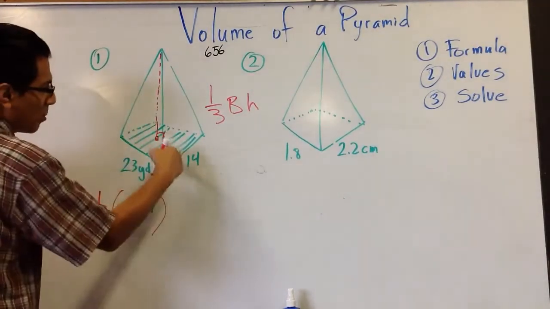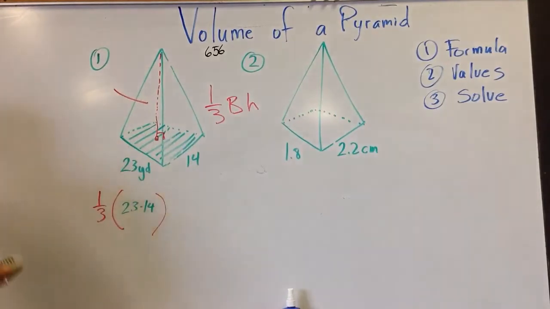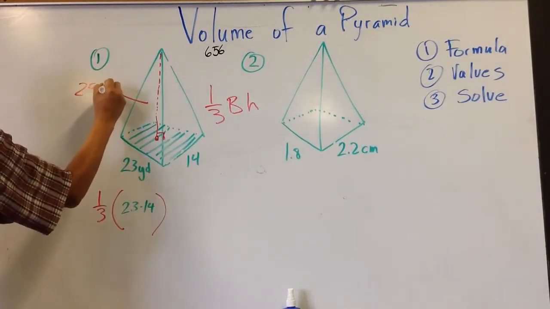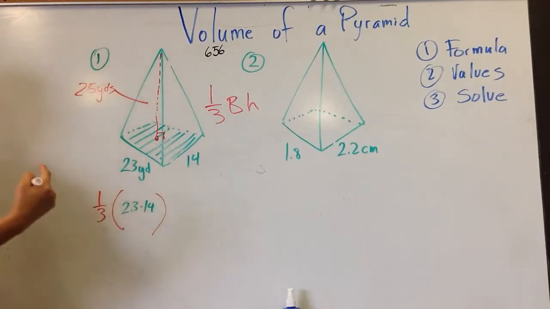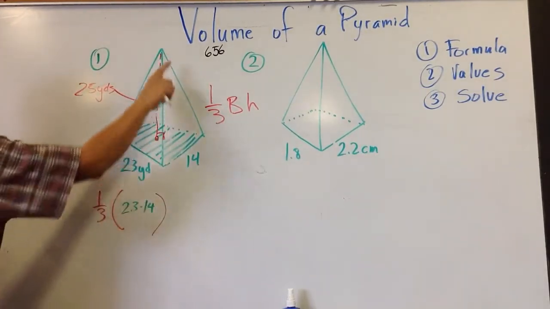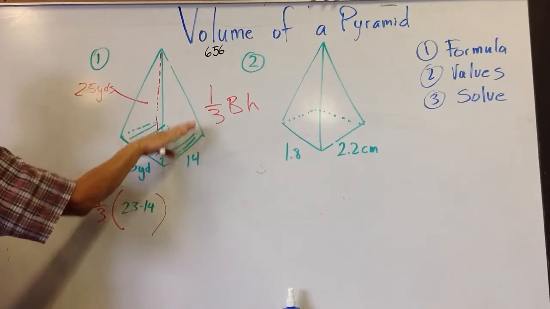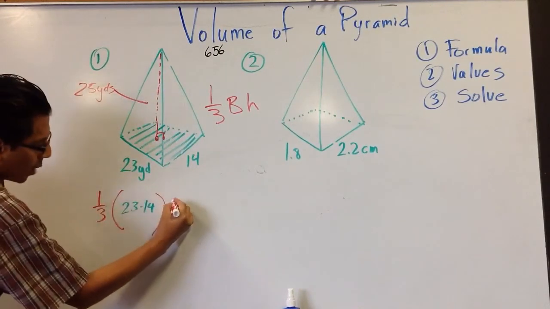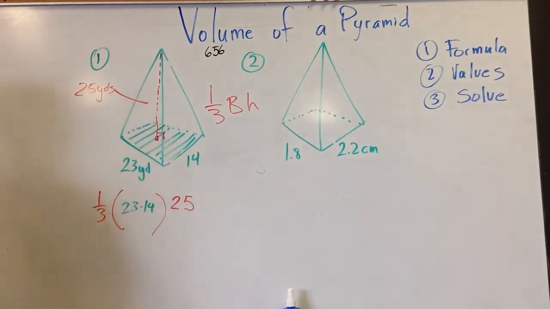So the final measurement there is, what is that? It says it is 25 yards. Now this is important because later, sometimes they're going to give you the length of this lateral side. We don't want that length. We want the height. We want the physical height. So I would plug that in here. And there you have it.